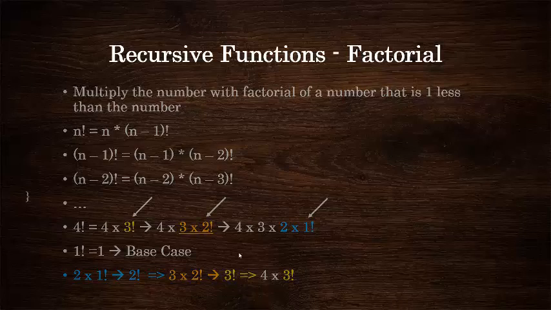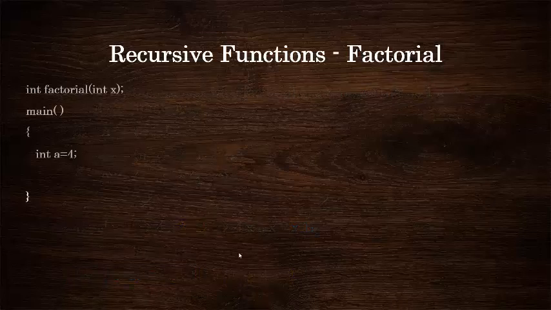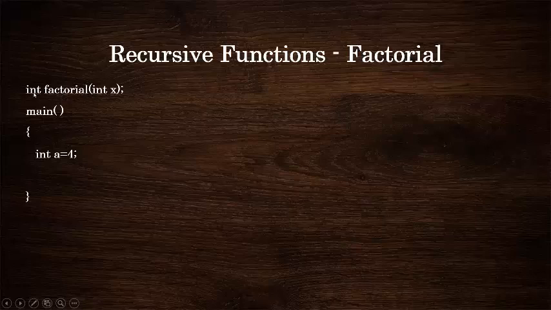Now I'm just going to write a small code snippet. I've declared a function that is factorial. The return type of this particular function is going to be integer, and this function is going to accept an input argument x of integer data type. Now I write my code snippet for my main function definition.